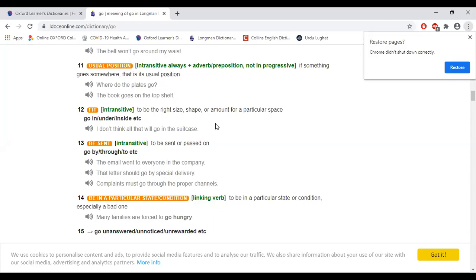So this is the example. You can see over here.